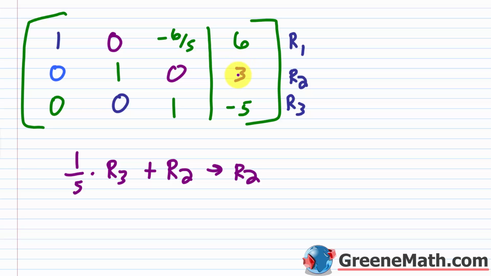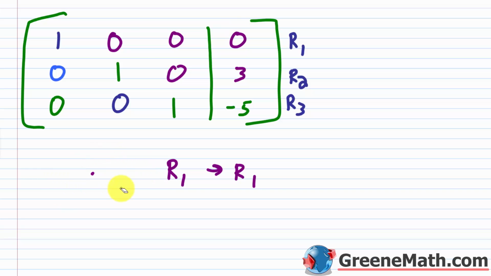Now the last one, we're going to multiply row 3 by 6/5 and add the result to row 1, and that's going to give us our new row 1. Again, I don't need to do anything with the zeros, I know I'm going to replace this with a 0. I just need to work on this one. So 6/5 times -5, this would cancel and give me -1, so it's -6. So -6 plus 6 would give me 0.